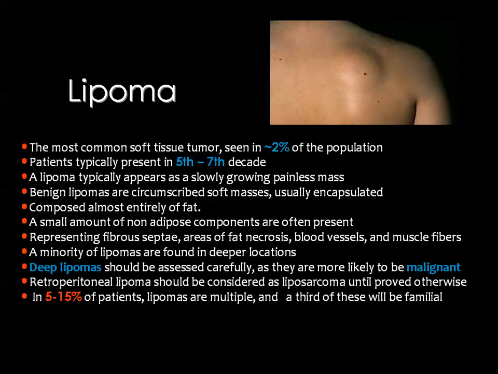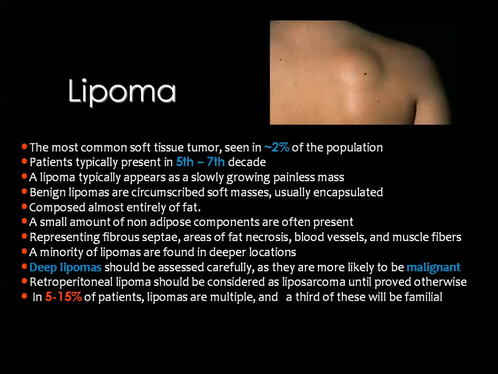Then lipomas are usually located superficially. If they are seen deep in the tissues, they should be evaluated carefully because of the high possibility of being malignant. The superficially located lesions are usually benign. Deeply located lesions may be benign or malignant, and they should be investigated thoroughly. A retroperitoneal lipoma is considered malignant until proved otherwise.